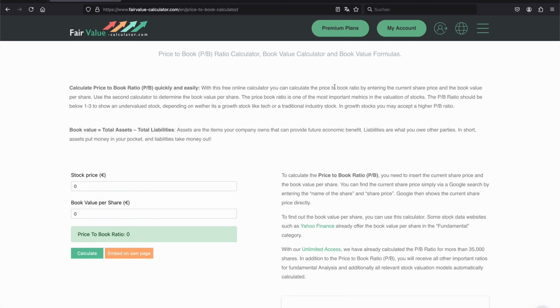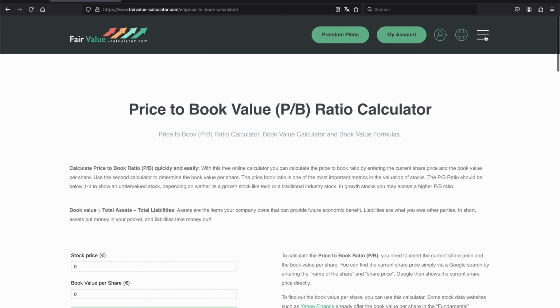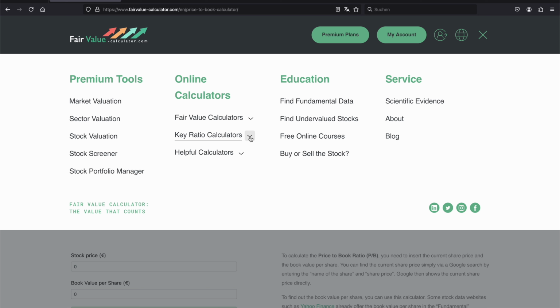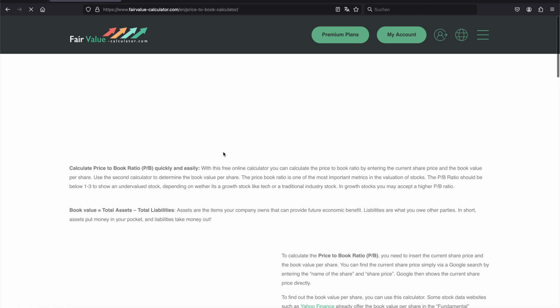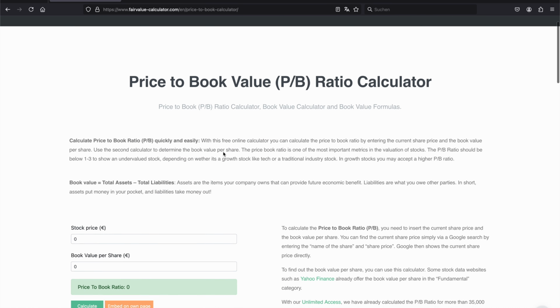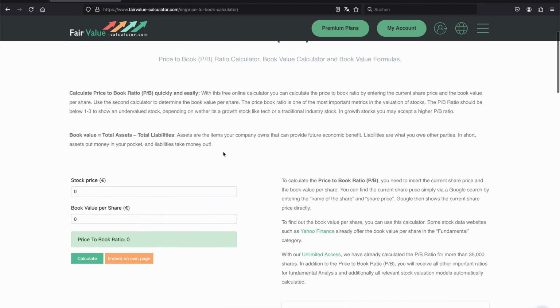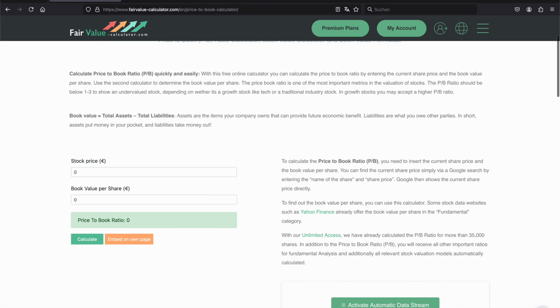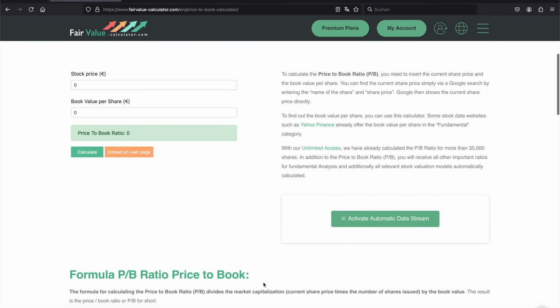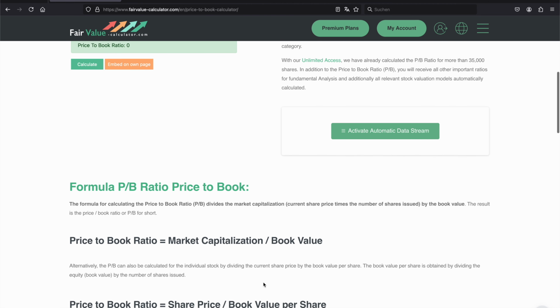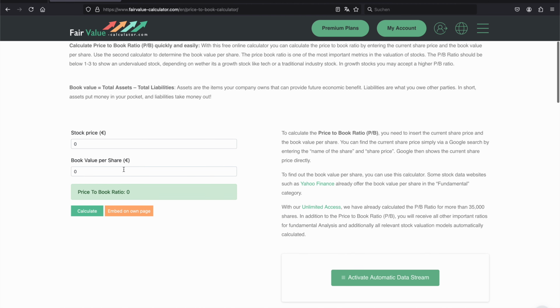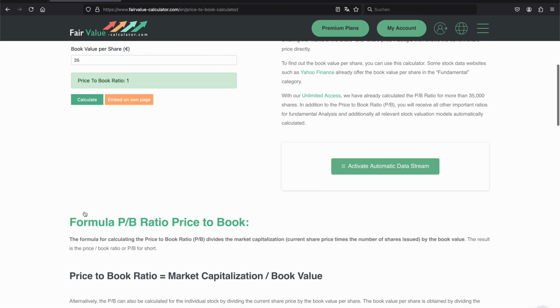The price-to-book (P/B) ratio is a key financial metric used to compare a company's market value to its book value, helping investors assess whether a stock is undervalued, fairly valued, or overvalued. It is calculated by dividing the market price per share by the book value per share. The market price per share reflects the current trading price of the stock, while the book value per share is derived from the company's balance sheet by dividing total equity by the number of outstanding shares.